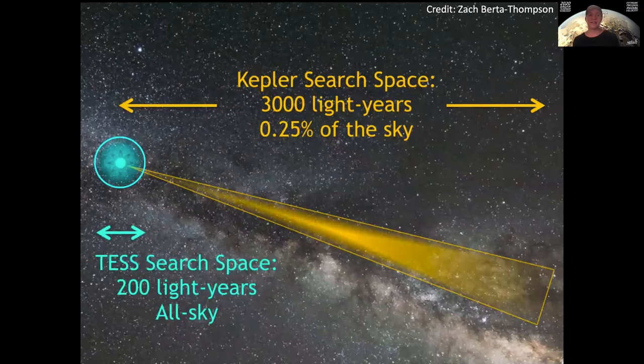For comparison, this figure from Zach Berta-Thompson shows you the search space for the TESS mission compared to the NASA Kepler mission. The yellow cone here shows you that Kepler looked for planets around stars that were medium distance away, about 3,000 light years away, and it was looking at a tiny little sliver of the sky. Kepler adopted an approach that's similar to what's called a pencil beam survey. So it looked in one direction and found everything it could find along that direction.